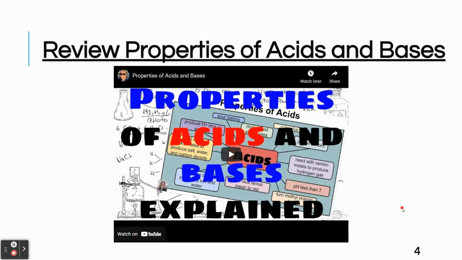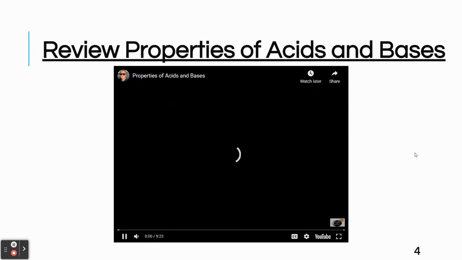We'll review that as well, but please make sure that you make a little note, a little table, to compare acids and bases, their similarities and their differences, as well as examples of each, so you can recognize the formula of an acid and recognize the formula of a base.